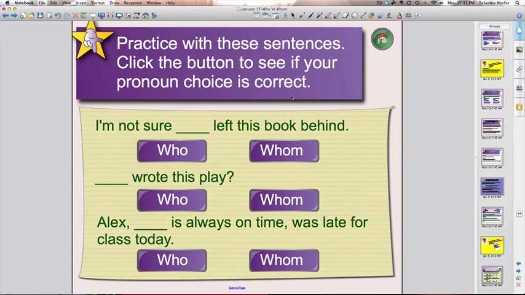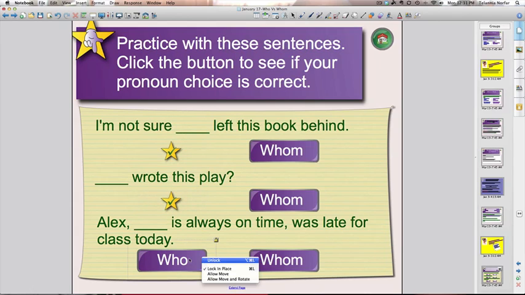Okay, now it's time to practice. We're going to click the button to see if your pronoun choice is correct. First, try and see if you can fill in the blank with the options. Pause the video until everyone has answered, and then we'll click and see what the answers are. Okay, hopefully you clicked who for everyone, because that is the correct answer.